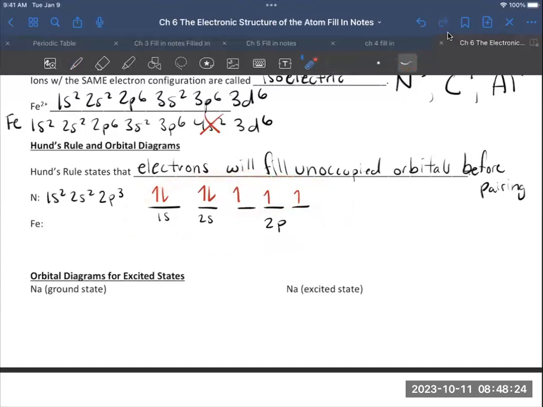So that's what the orbital diagram would look like for, I'm sorry, not neon, nickel. Ah, shoot. Nitrogen. Okay, so let's look at iron.